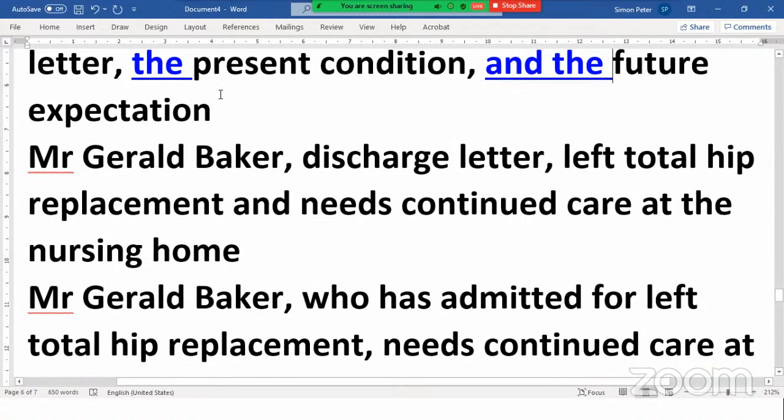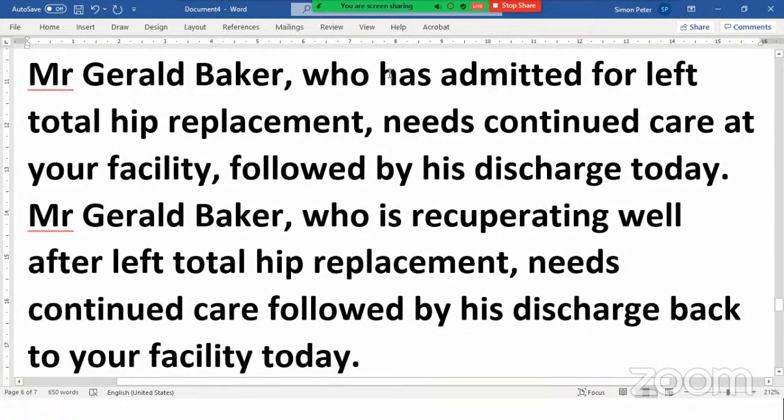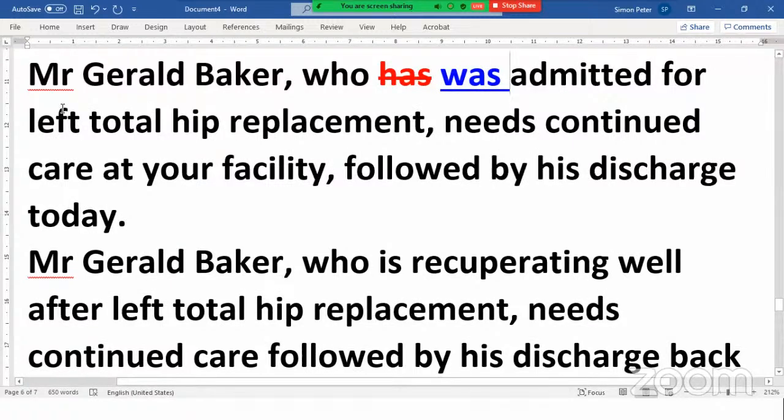Okay. Mr. Gerald Baker, discharge letter, left total hip replacement, needs continued care at the nursing home. Mr. Gerald Baker, who was admitted for a left... Okay, actually here, more important than admission is the replacement. So this is finished.